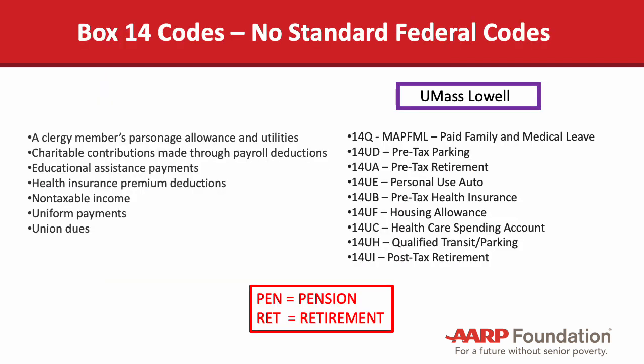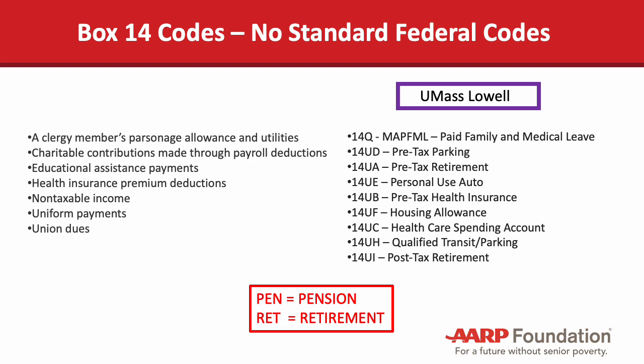Now, unlike Box 12 on a Form W-2, the codes in Box 14 are not standard. They generally are created by individual government organizations or businesses. On the left are some of the more common meanings for codes used in Box 14. On the right are actual codes that one organization uses. It turns out that the organization is UMass Lowell. Again, there's no standard list of codes for Box 14 on a W-2.